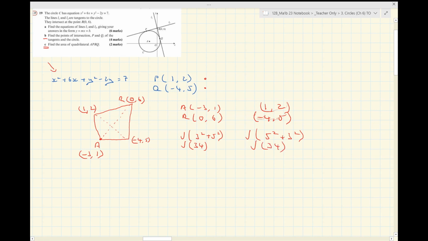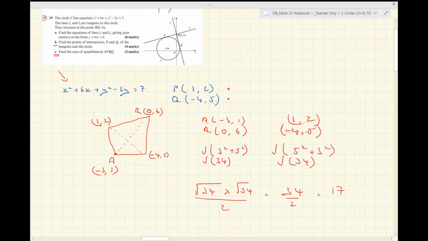So the area of that kite is going to be the square root of 34 multiplied by the square root of 34 over 2, which gives me an answer of 70. And that is question 19 complete.